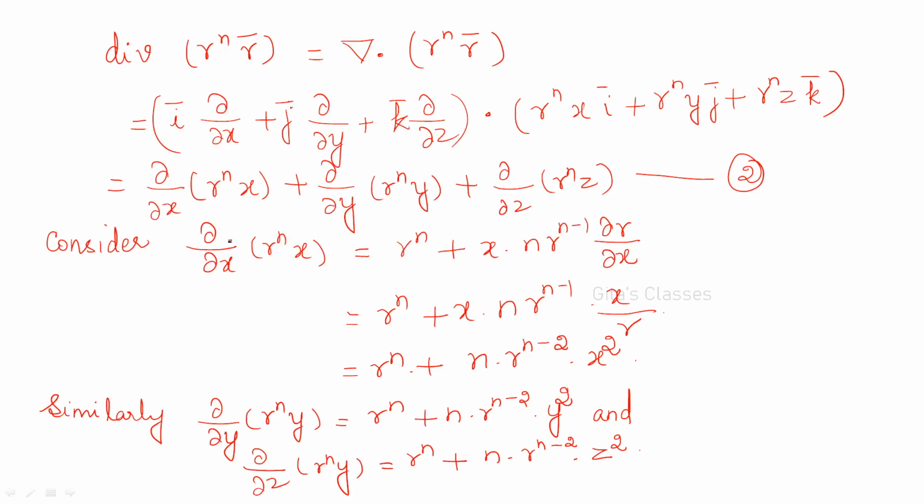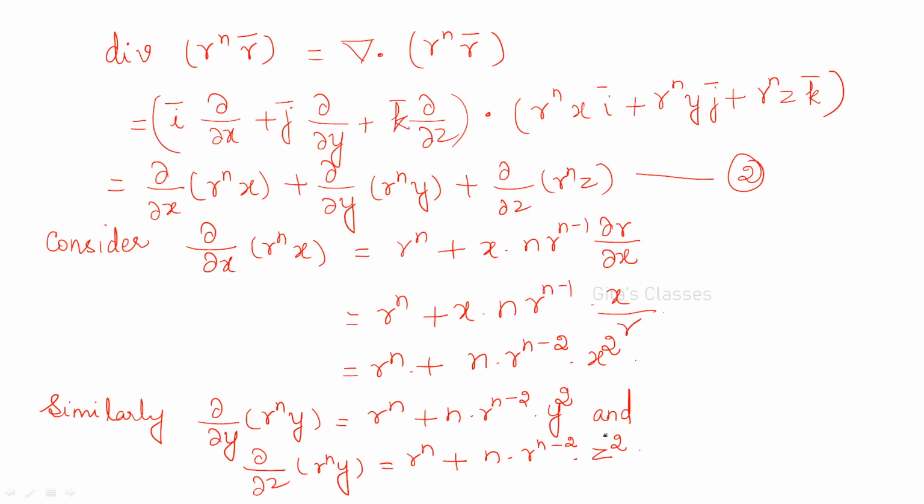So what will you get? First you consider only the first term. ∂/∂x of r^n times x: you have a product of two functions, so r^n plus x times n times r^(n-1) times ∂r/∂x. This ∂r/∂x is x by r, we know. So already we have one x, and we get n times r^(n-2) times x squared.